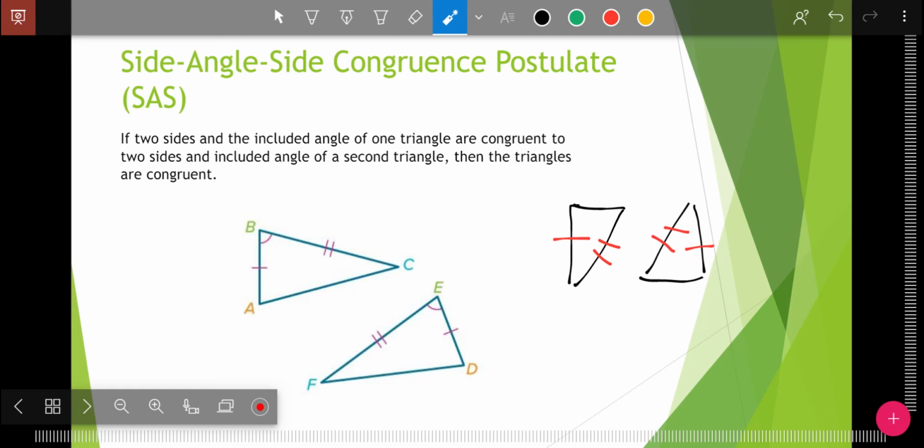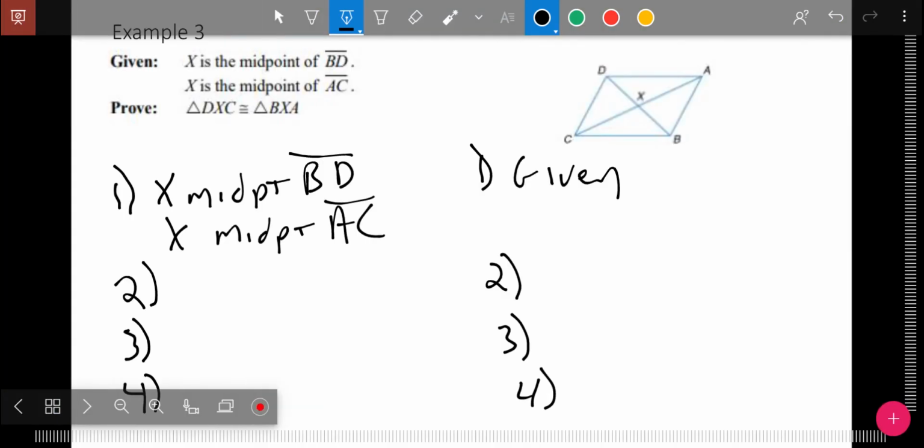But because of the sides that I picked, I have to have this angle congruent to this angle. I have to have the angle that would be in between the sides that are congruent. And so it's side, angle, side congruence.